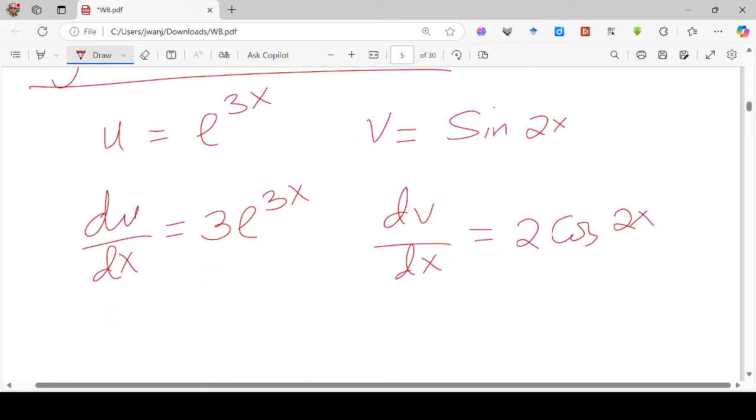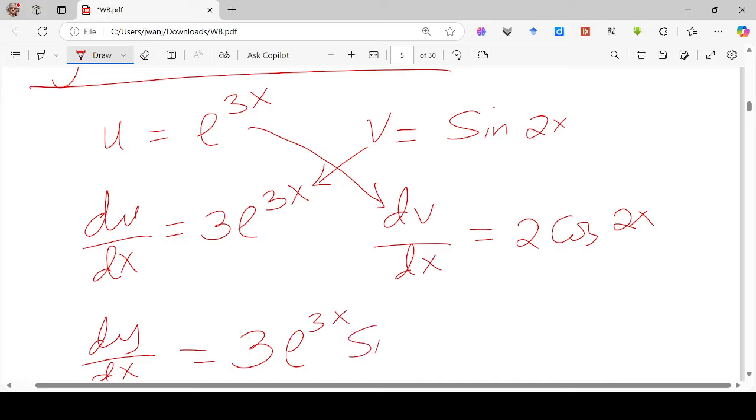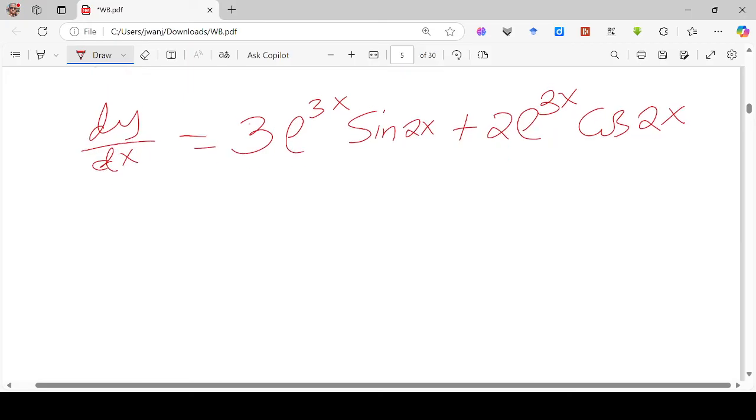Again, now we shall multiply v with the derivative of u and u with the derivative of v. So dy by dx, but this time remember we are adding. So when we multiply sine of 2x by this, we get 3 e raised to power 3x multiplying sine of 2x. We add u times dv dx, so e raised to power 3x multiplying 2 cos 2x. So we get the derivative dy by dx.